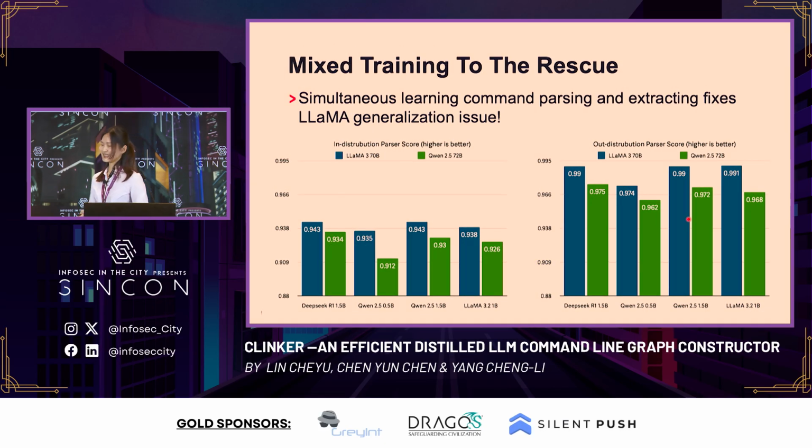However, what's quite interesting to us, and also unexplainable by us currently, is that after we tried taking the mixed training method, that is, we train the command parser data and command extractor data together, the generalization issue seems to be resolved. As we can see, the in-dist and out-dist results of Llama are now more consistent.